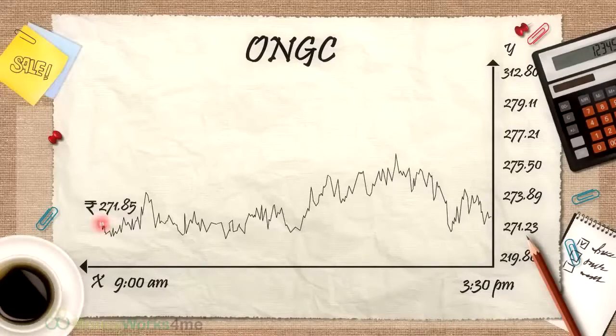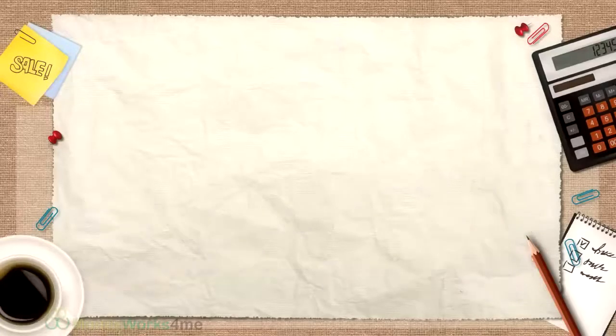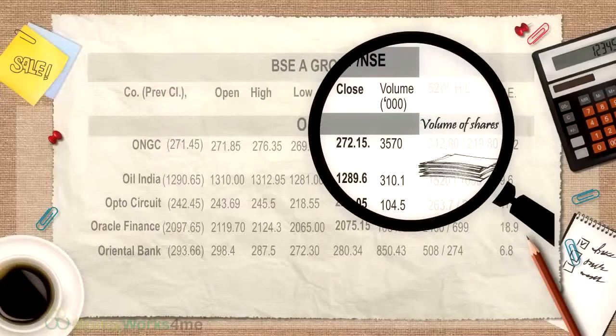271.85. During the course of the day, its price reached a maximum of Rs 276.35 and a minimum of Rs 269.95 before finally closing at Rs 272.15. The figure after that signifies the volume of shares that was traded throughout the day, or turnover.